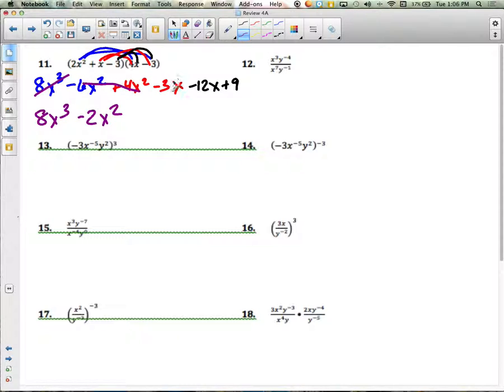And then I have a negative 3x and a minus 12x. So I'll combine those. Negative 3 minus 12 is negative 15x. And then we have the plus 9 on the end. So we're done.